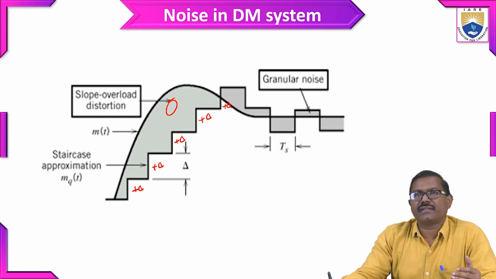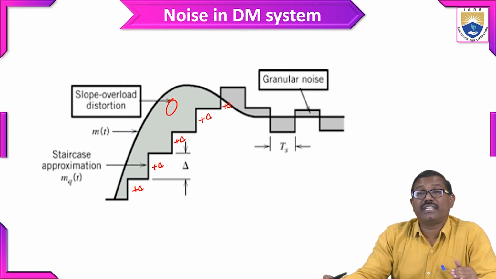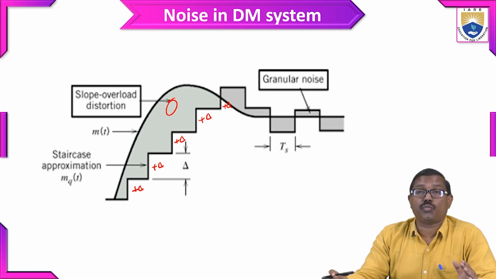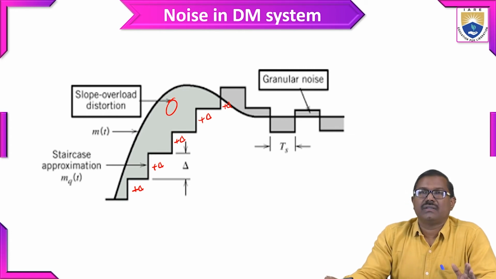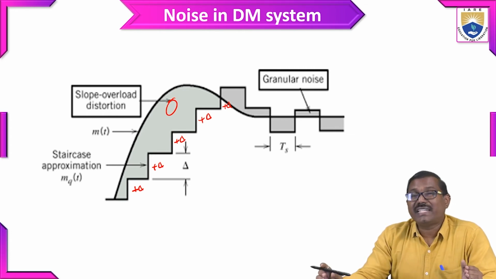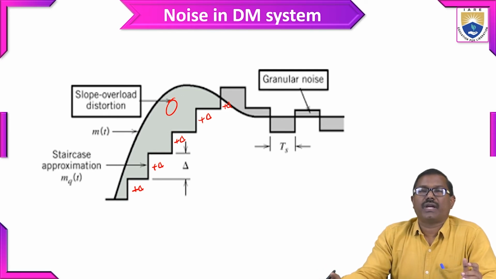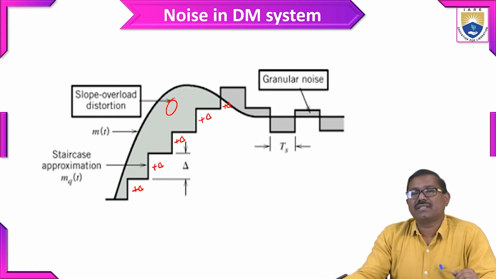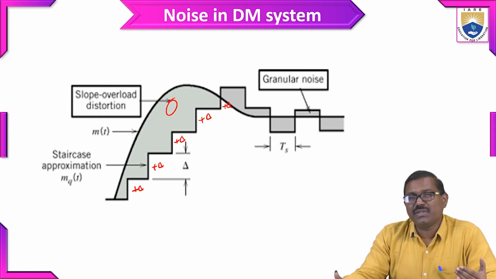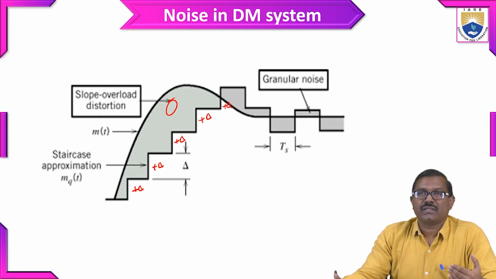So whenever it tracks, the difference between the previous and the latest approximation, whatever it may be, that difference amount is going to be applied. That is going to progress. And the second one is granular noise, which means the staircase approximation is higher than the message signal. So then what to do? We are going to decrement.